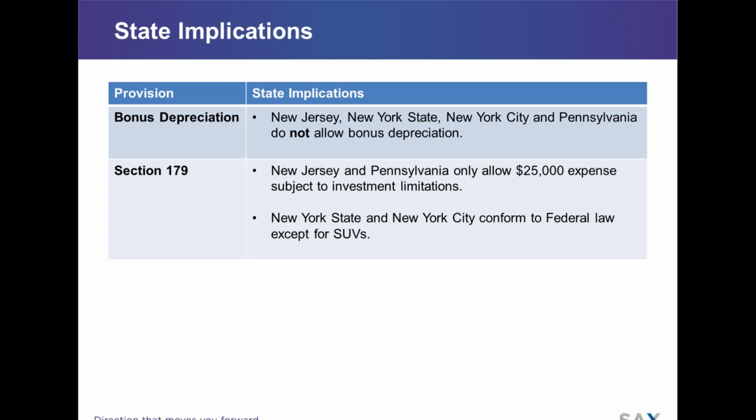And then Section 179. New Jersey and Pennsylvania only allow a $25,000 expense, which is also subject to investment limitations. And New York State, the limitation would be 200K. So if you buy more than 200K in that year, then it gets phased out. New York State and New York City conform to federal law on Section 179, except for when you buy an SUV. So that's what we said.